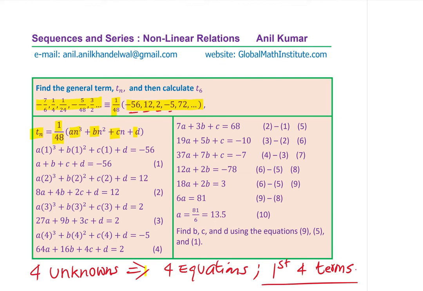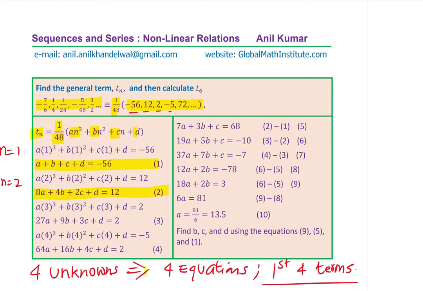Substituting n equals 1, what do we get? We get a 1 cube plus b 1 square plus c 1 plus d equals minus 56. Now writing them in values, we do get a plus b plus c plus d equal to minus 56. Now substitute n equals 2. So when you do that, you get the equation: 2 cube is 8, 2 square is 4, and 2 is 2. So we get the second equation, which is 8a plus 4b plus 2c plus d equals 12.